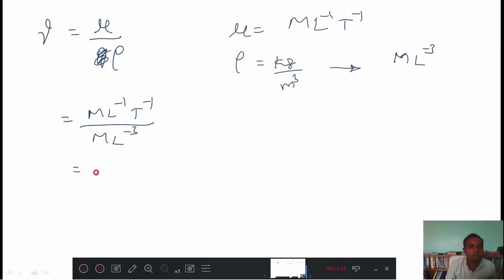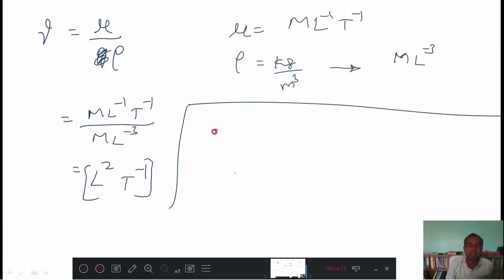Therefore it will be L square T minus 1. Am I right? L square T minus 1 is the dimensions of kinematic viscosity. If you directly know the kinematic viscosity unit, then how is it measured? It is measured as meter square per second. And if you know this directly, meter square is L square, and per second is T raised to minus 1. This is also good.